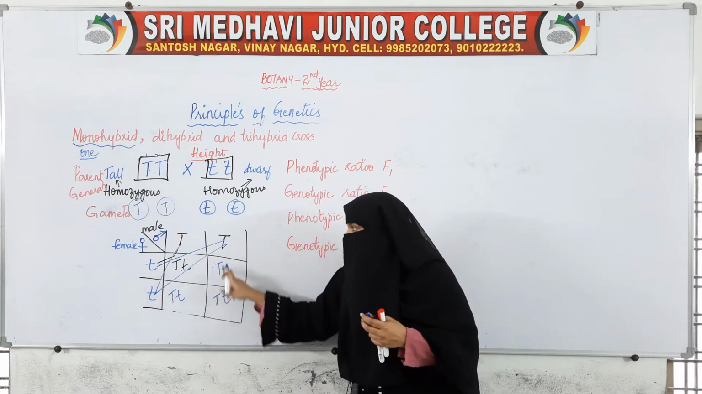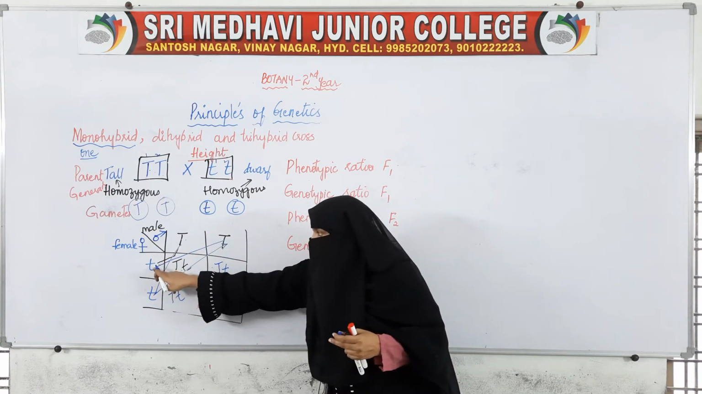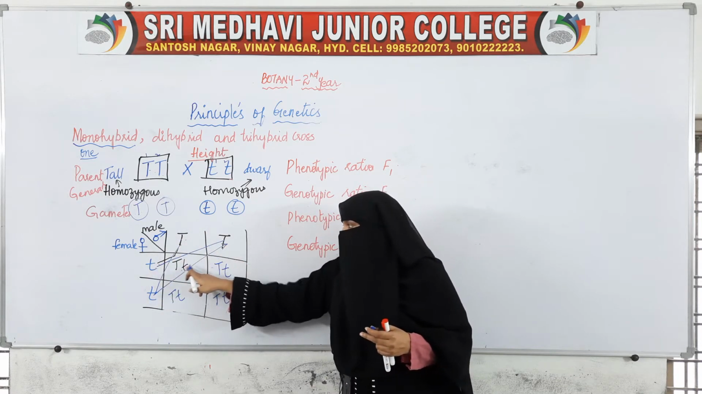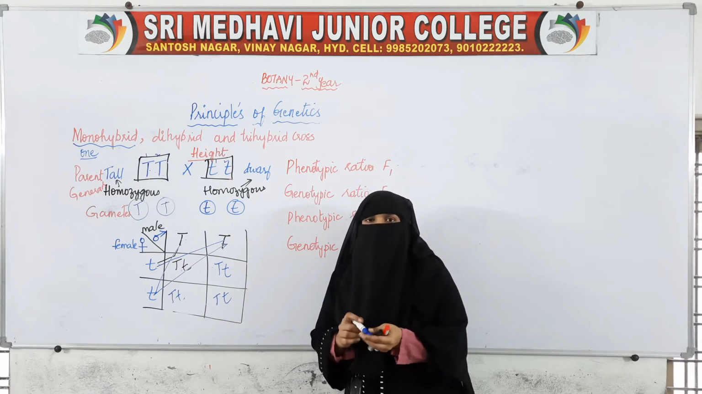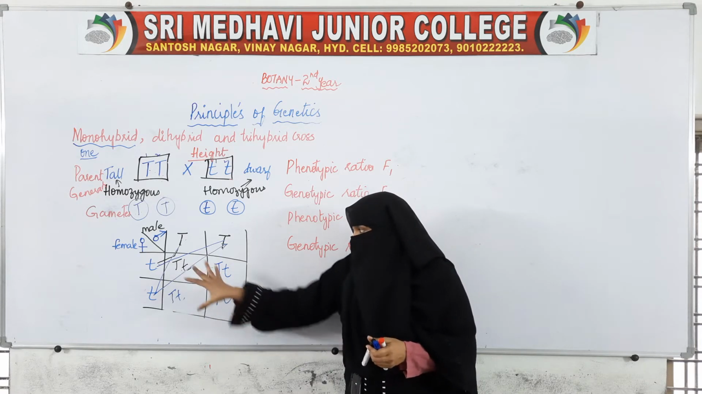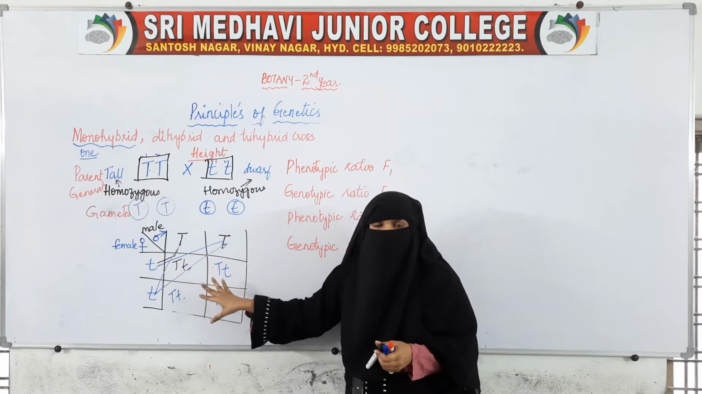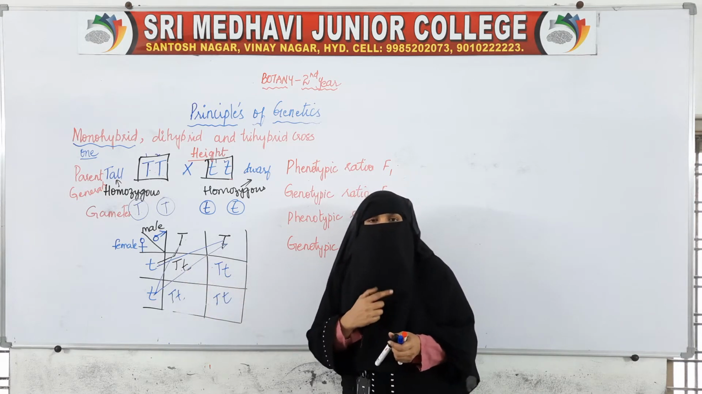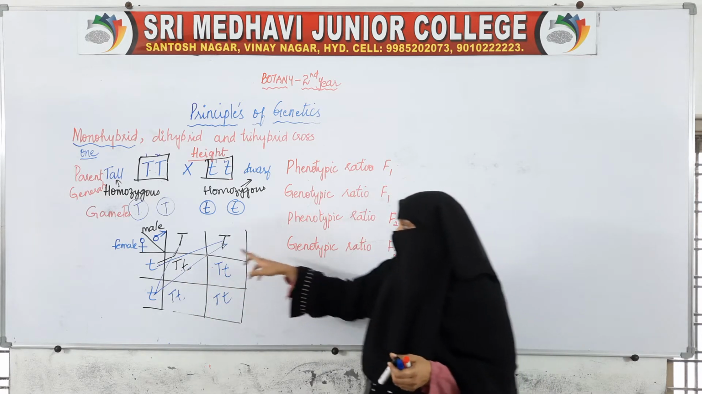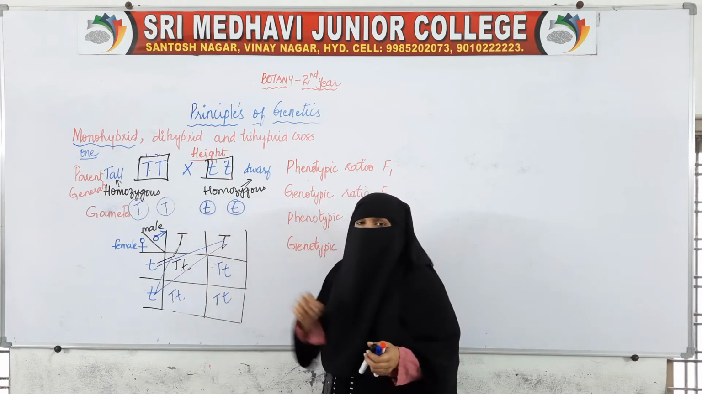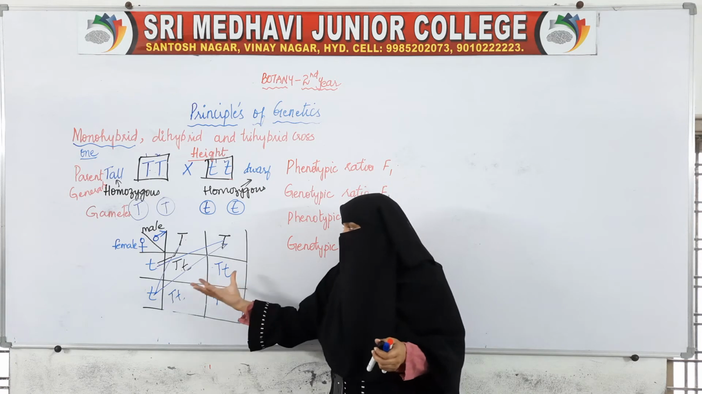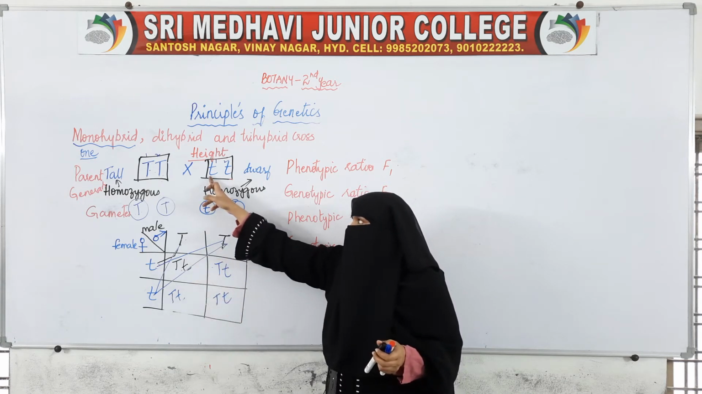So these 4, from these gametes of the parents, we get 4 probable offsprings. The things in the box resemble the probable combinations of the offsprings. So when we cross the gametes of this tall plant and short or dwarf plant, we get 4 offsprings. This is the parent generation.